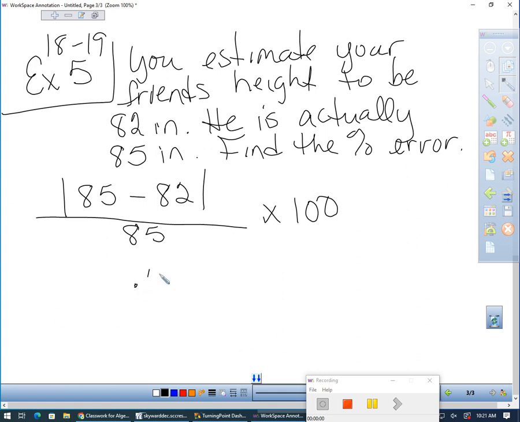So we get 0.03529 times 100 gives us 3.5% error.